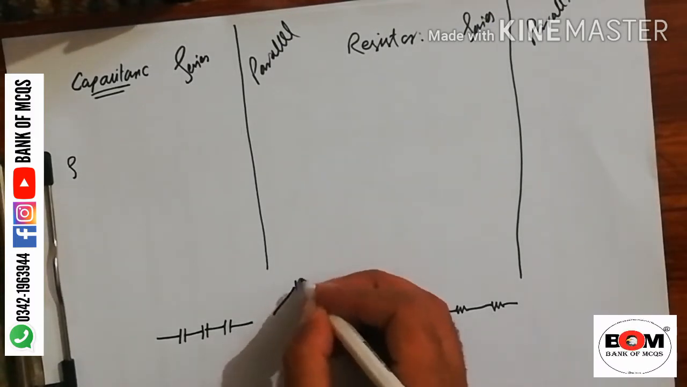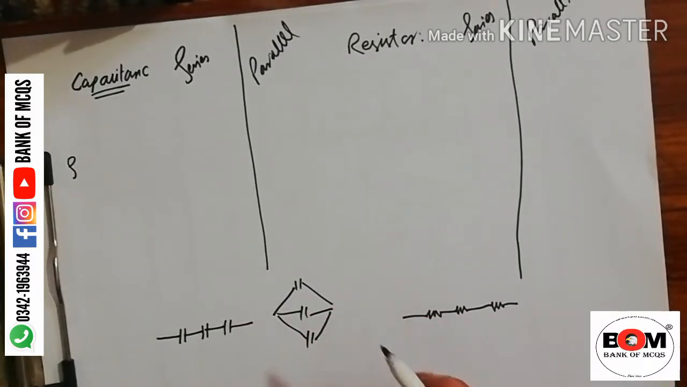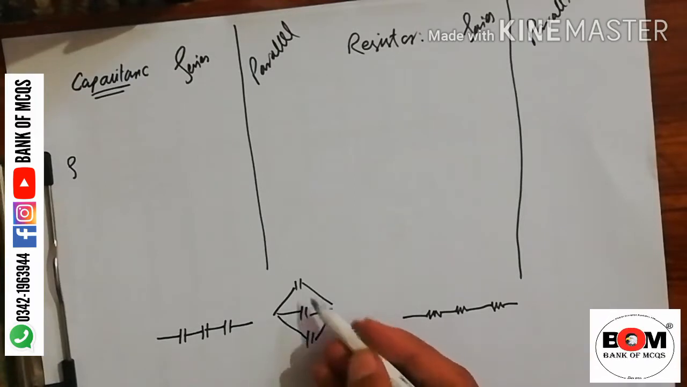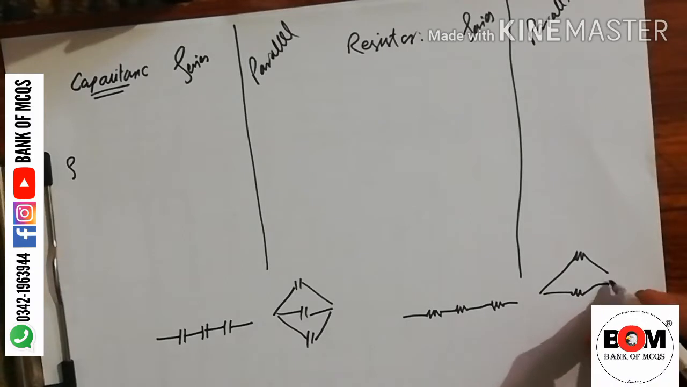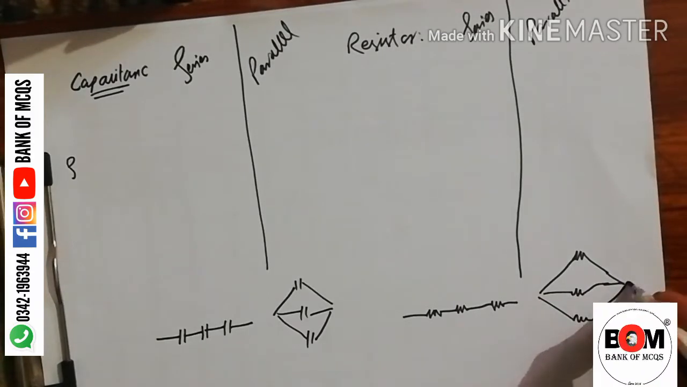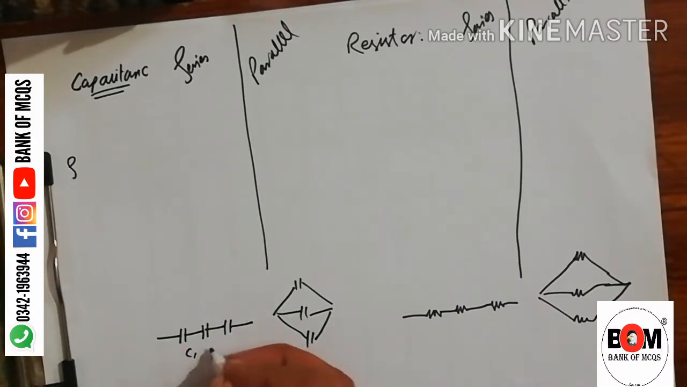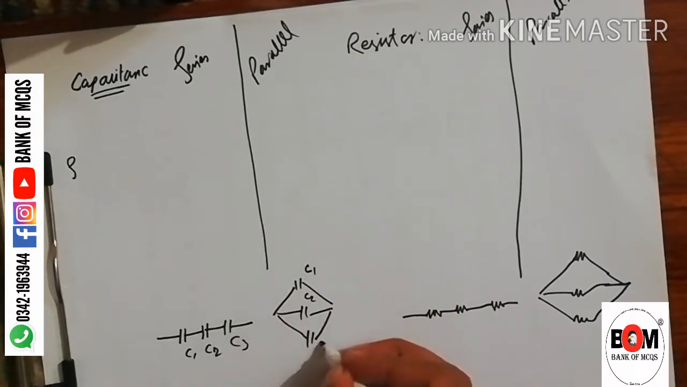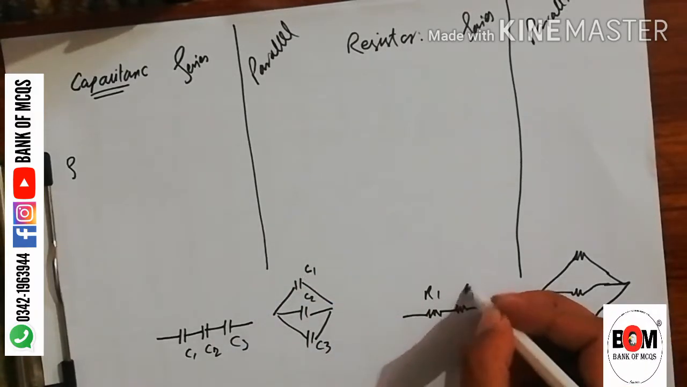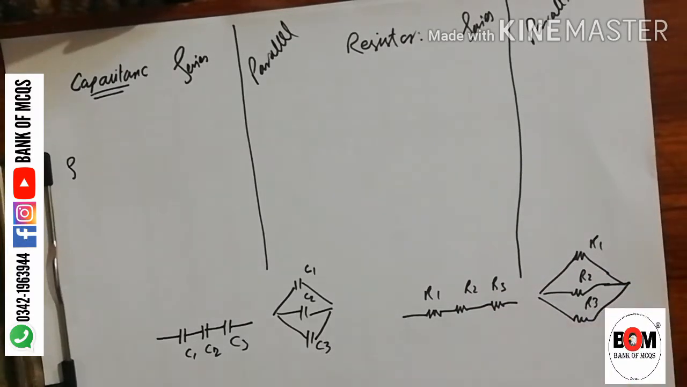Now, this is the parallel combination: giving each and every connection to each and every plate, or in this case, the resistance is connected to both positive and negative. So this is the parallel combination of resistors. Naming them C1, C2, C3, or naming them R1, R2, R3.